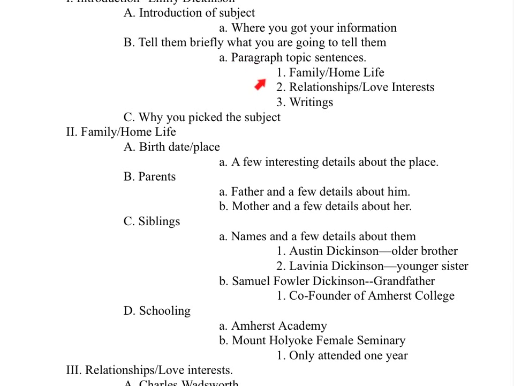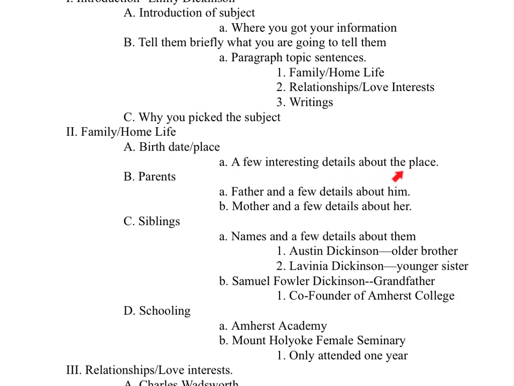Here I included family home life, relationship/love interest, and her writings. And then why you picked the subject or some pertinent information. Next we go to chapter 1 of the body, which is family, home life, and it's broken down into categories, a couple of sentences for each.